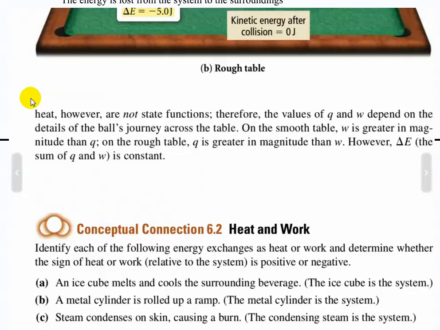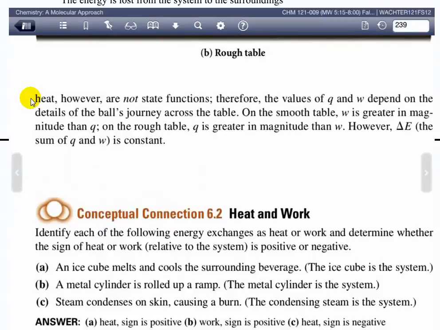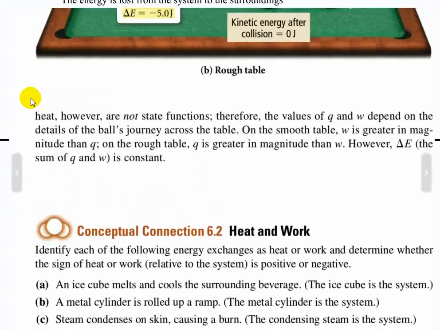Positive. So it's transferring to the steam. But first of all, we have to name which one's the system. It says here the condensing steam's the system. So let's talk about why that couldn't be the case. If you're saying that the steam is the system, and therefore it is positive, that means it's taking heat from the skin to the system, to the steam, right? That wouldn't cause a burn. You need to be putting heat into the skin to cause a burn. And so that would be negative.